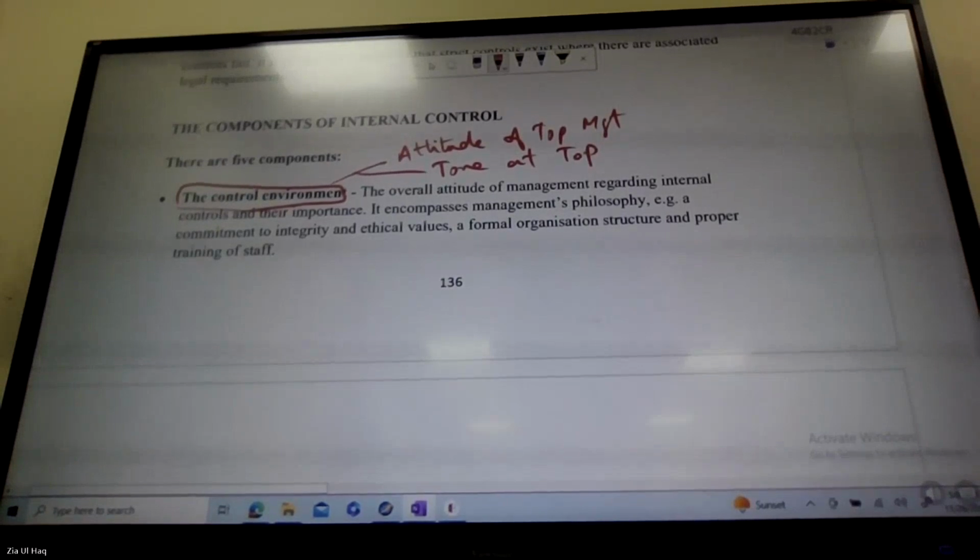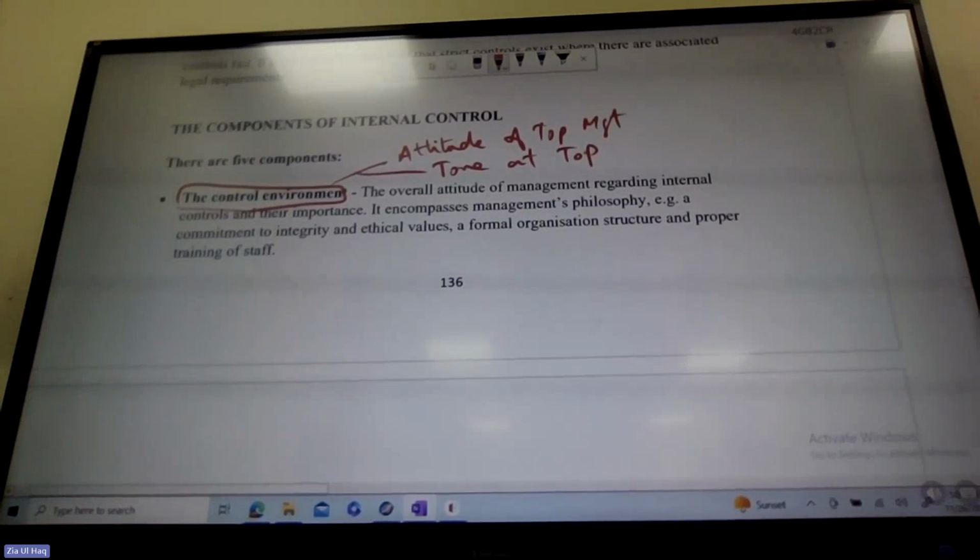meaning the control system will be strong. If the tone at top is negative, meaning top management themselves are not obeying the rules, not following policies and procedures, this means nobody in the organization will work according to rules. So this will create a poor control system in the organization. To implement an effective control system, the top management have to show a positive attitude regarding policies and procedures because they set the culture of the organization. They are the role model of the organization.